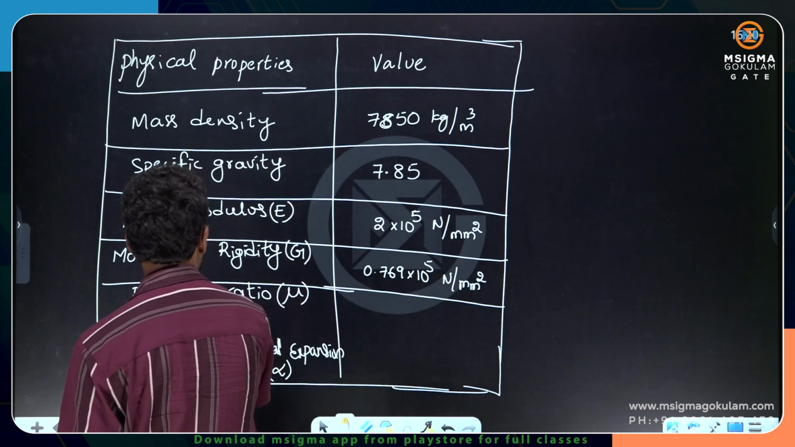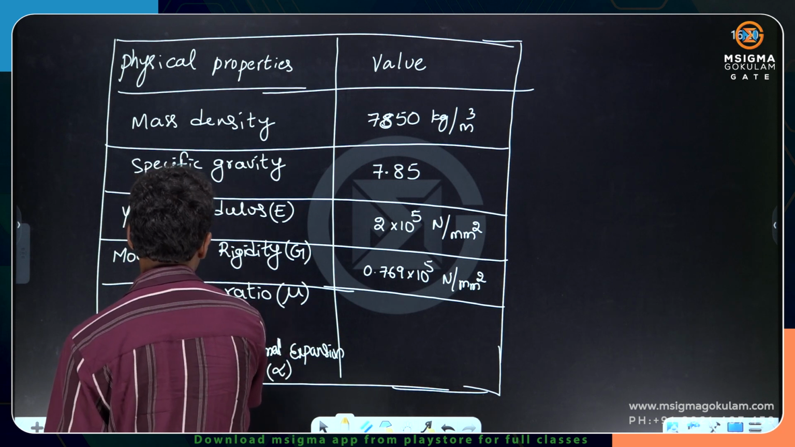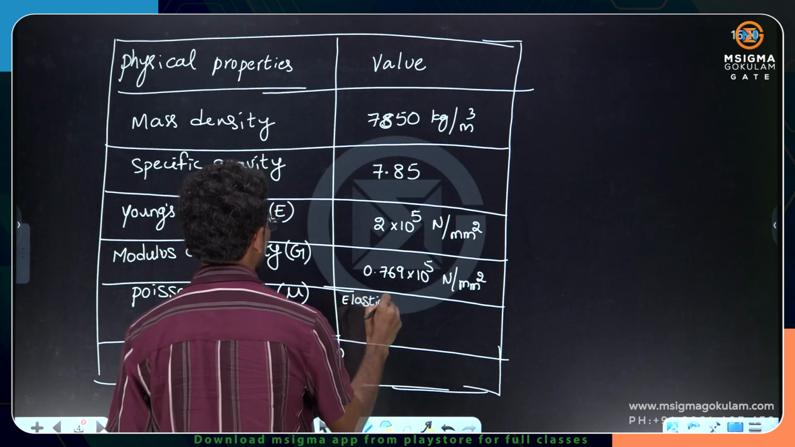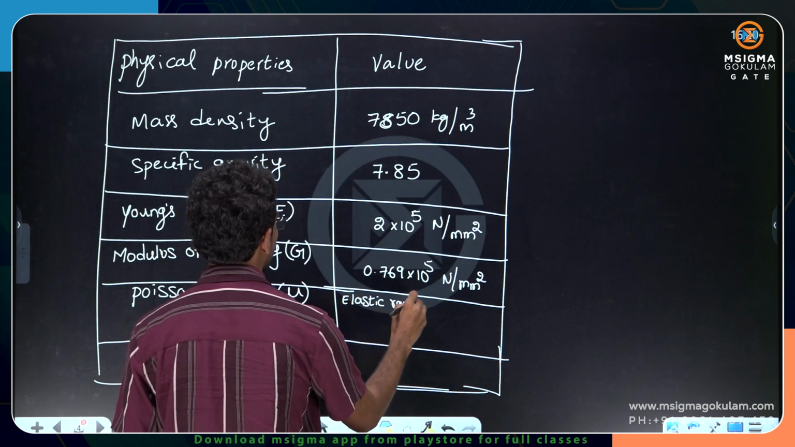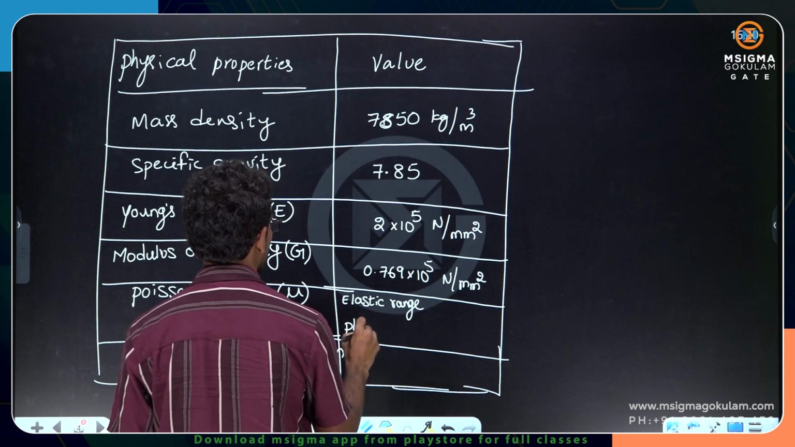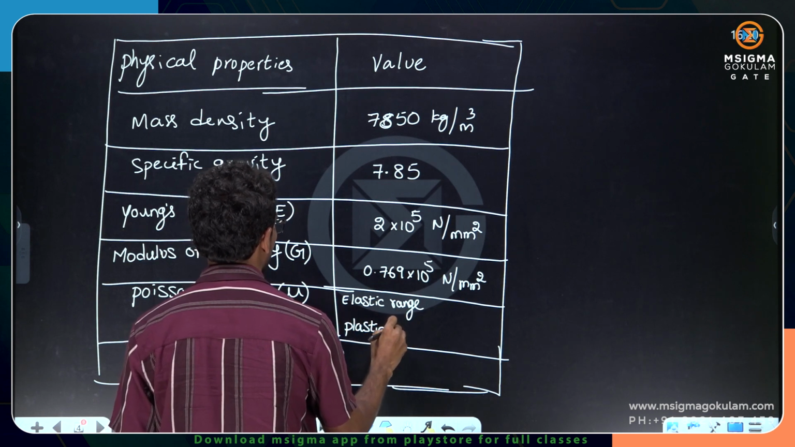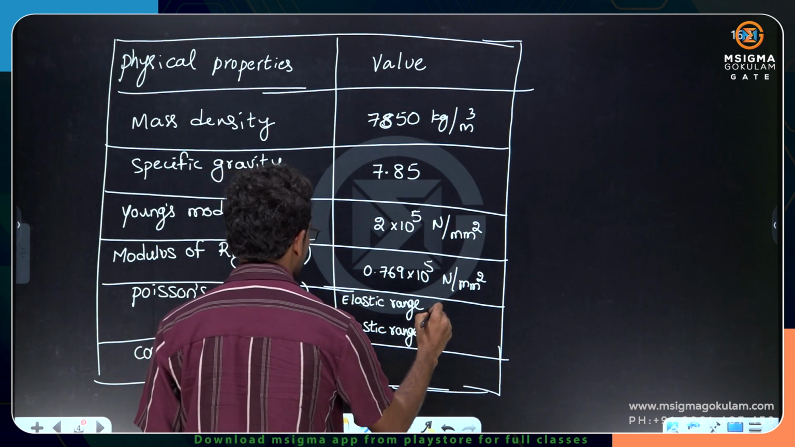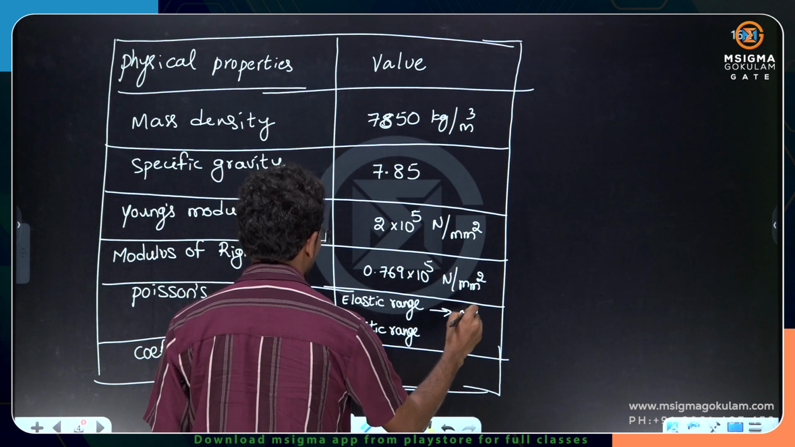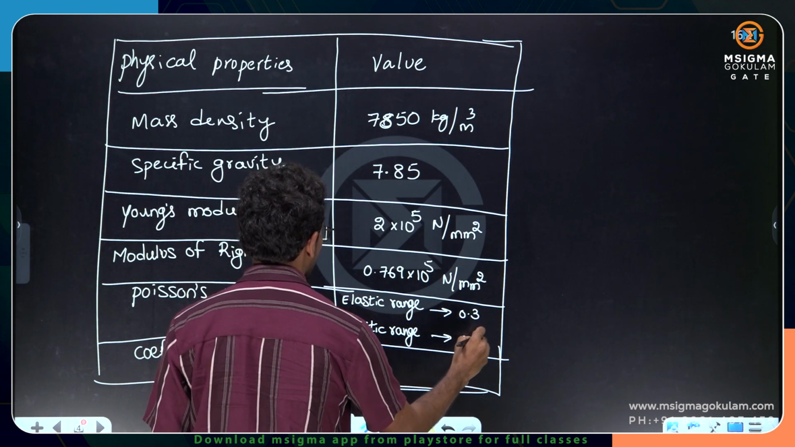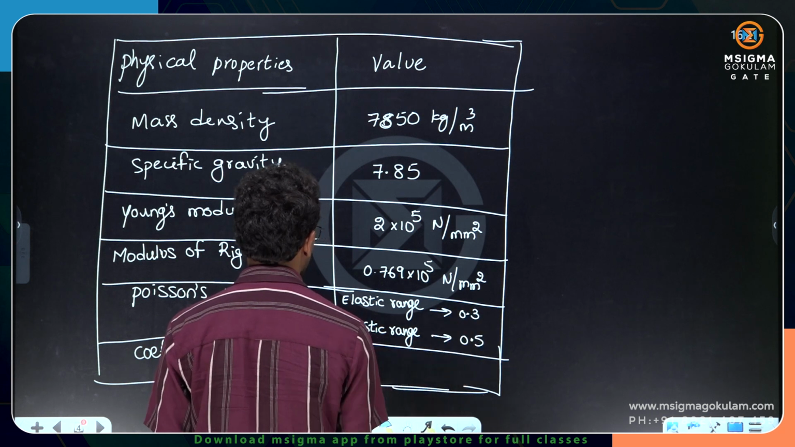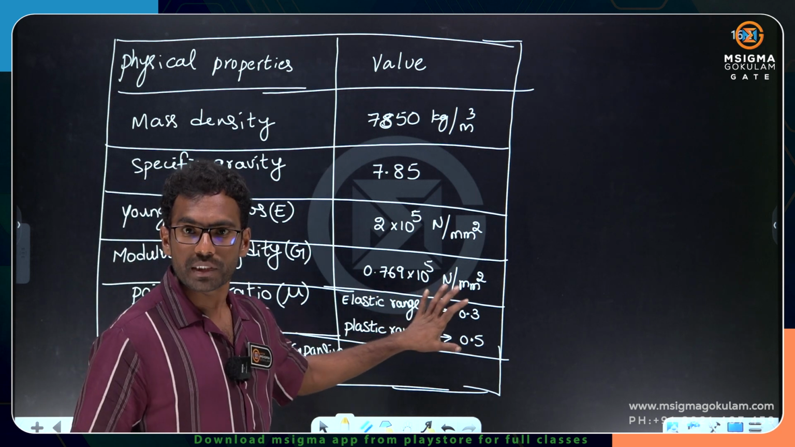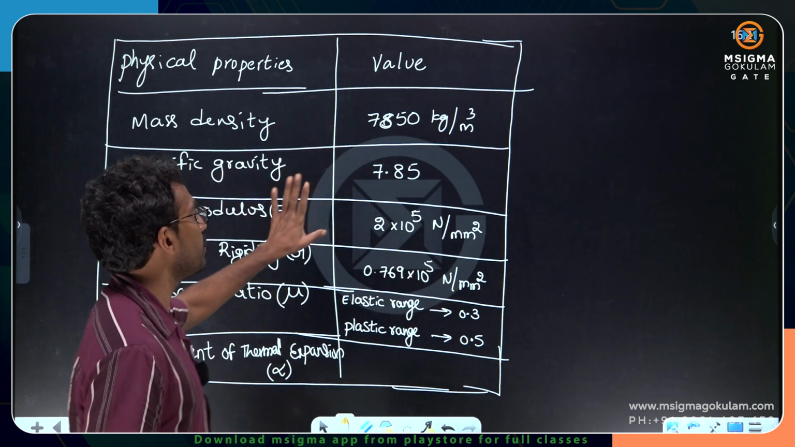And then we have Poisson's ratio. This Poisson's ratio mu has two ranges. One is the elastic range, where we have some Poisson's ratio limit, and in the plastic range, we have another value. The Poisson's ratio of steel in the elastic range is 0.3. The Poisson's ratio for steel in the plastic range is 0.5. So, this is the typical range of Poisson's ratio. Please remember, they are asking these questions in competitive exams, so that is why you have to remember all these values.